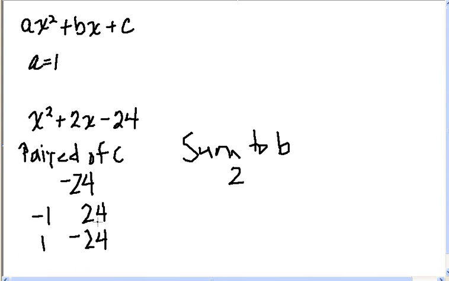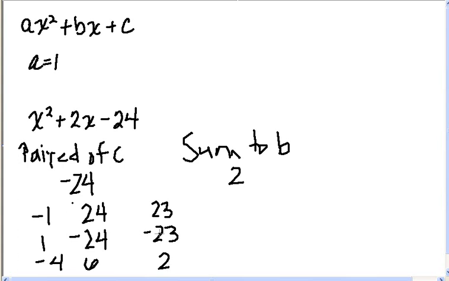But now when I sum those together, I get 23 or negative 23. But I'm looking for the two paired multiples that would sum to a positive 2. I can continue through the list. I can do 2 and 12, or 3 and 8. But it looks like it's going to be a minus 4 and a positive 6. Why? Because minus 4 times a positive 6 gives me a negative 24, and when I add those two together, I get 2.